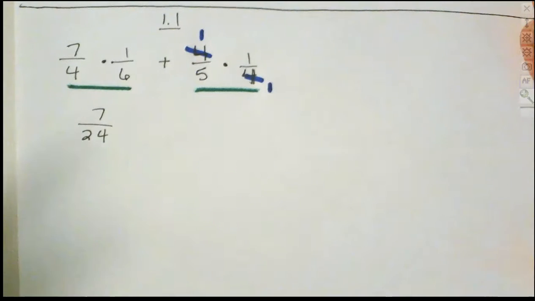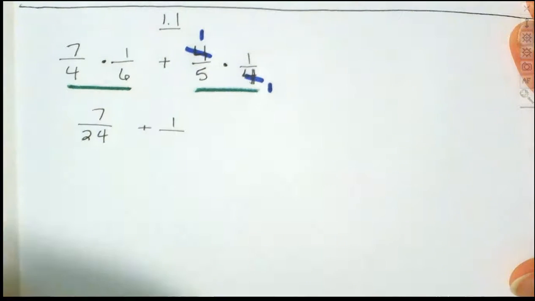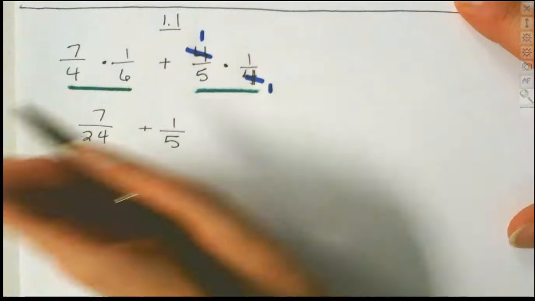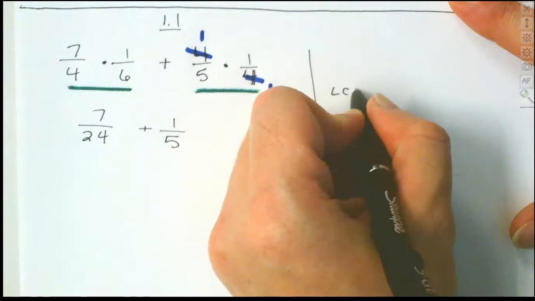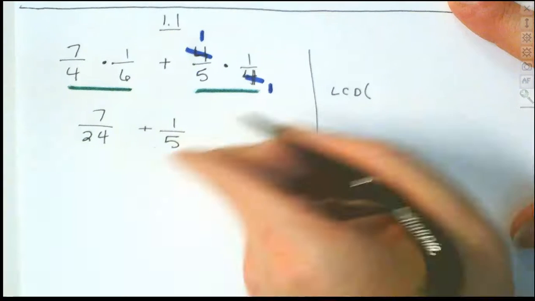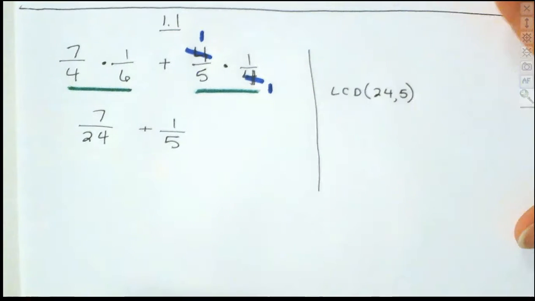So those 4s cancel. And we've got 1 times 1. Well, that's a 1. And then we've got 5 times 1. That's a 5. Now we need our least common denominator. So remember how we get our least common denominator. From these two numbers, we've got a 24 and a 5, right? Okay. So what's our least common denominator going to be?